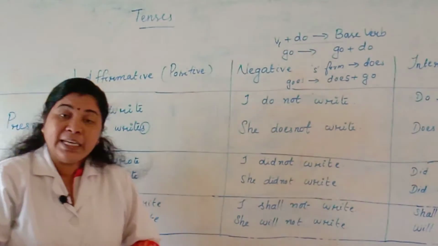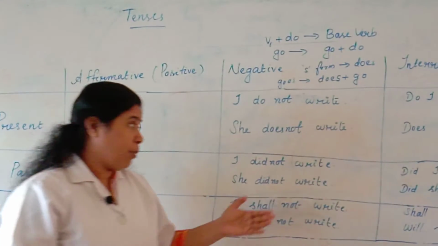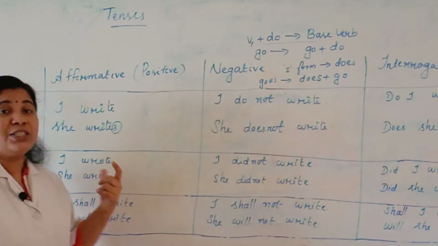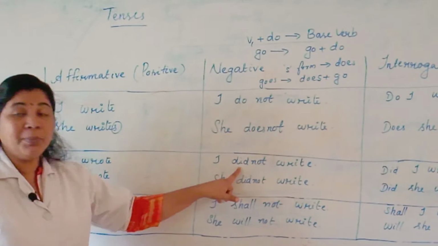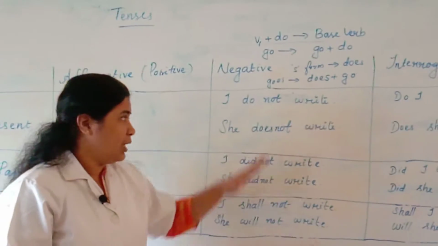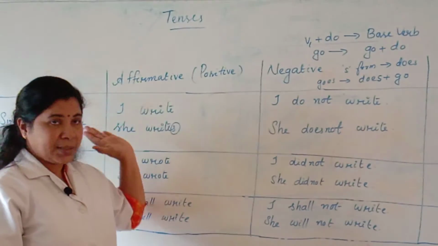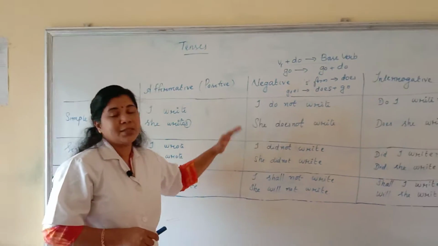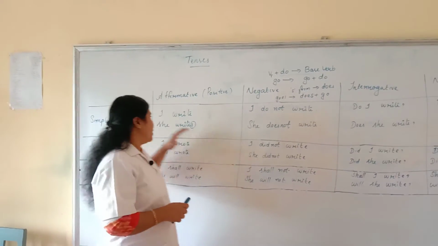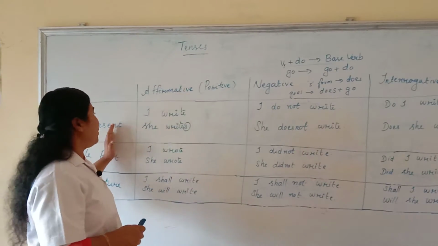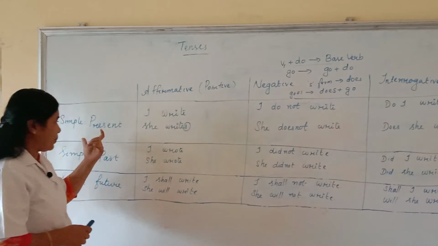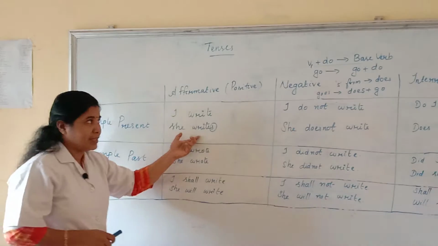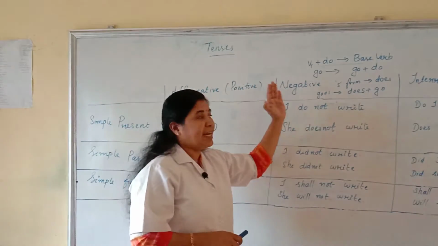Understand? And if it is in past form, past tense, then did will come. Understand? Now let us learn simple present first, then we can go to simple past. So what is here? Simple present affirmative. So present tense affirmative. I write, she writes.